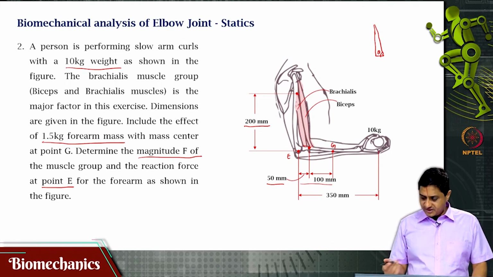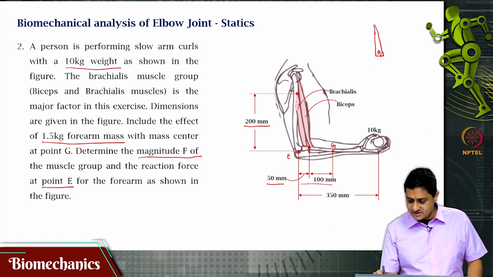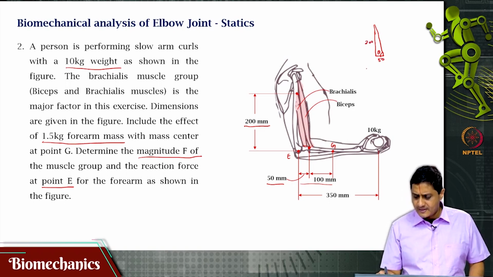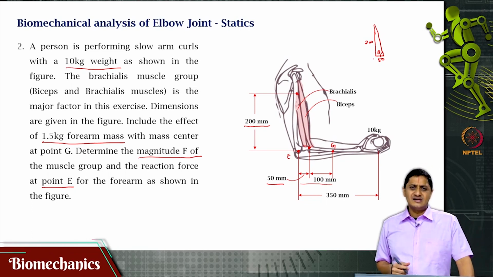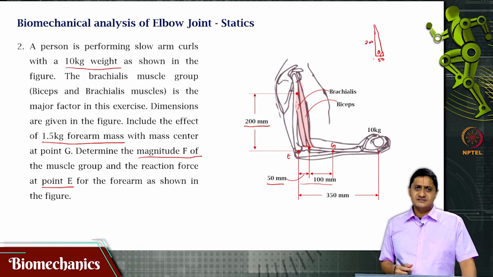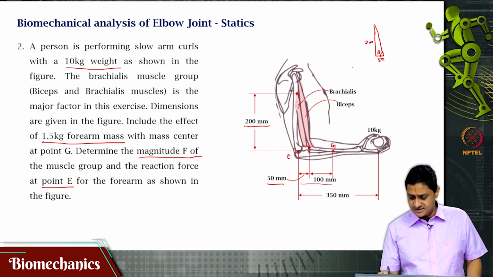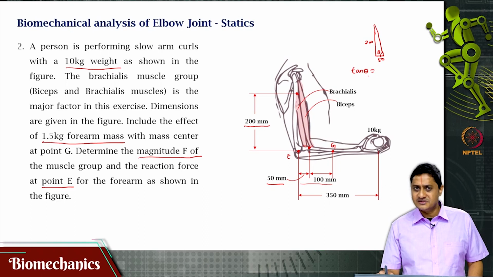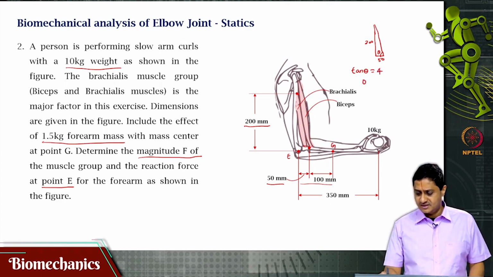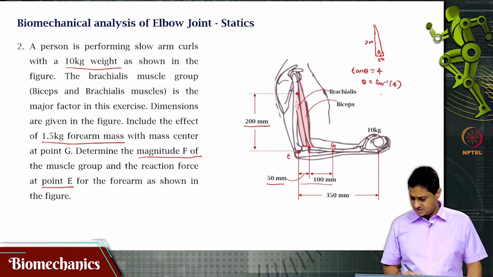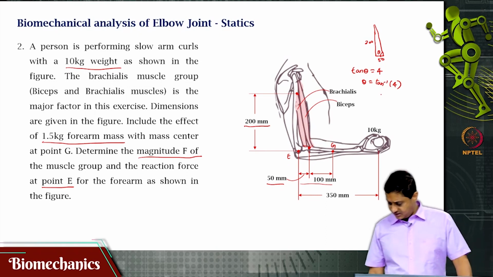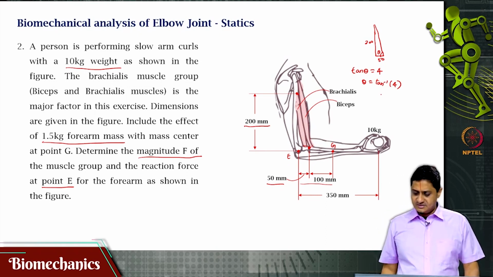So, what I say is this distance is 50 and that distance is 200 mm. Straight away I know the opposite side and the adjacent side, is it not? So, I say tan theta is opposite side by adjacent side, is it not? So, that is 4, theta is tan inverse of 4, which is 75.96 degrees, is it not?